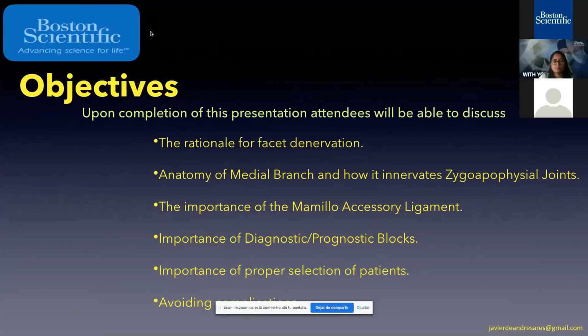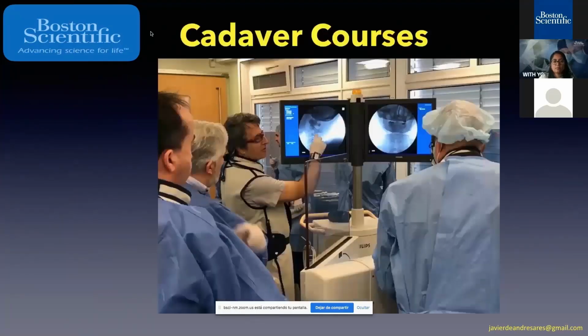Importance of proper selection of patients. I always tell my fellows, interventional techniques fail because patients are not properly selected, there are no good indications, and the technique is not properly performed. And as I said, I will give some tips for avoiding complications.